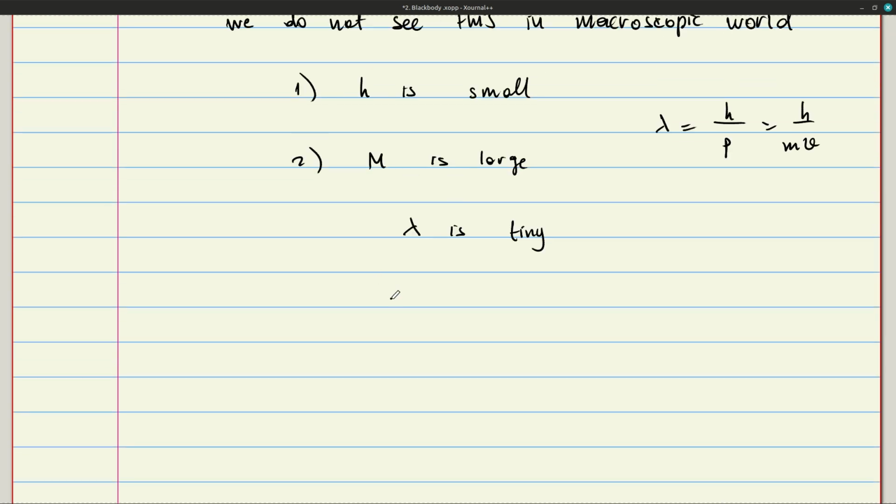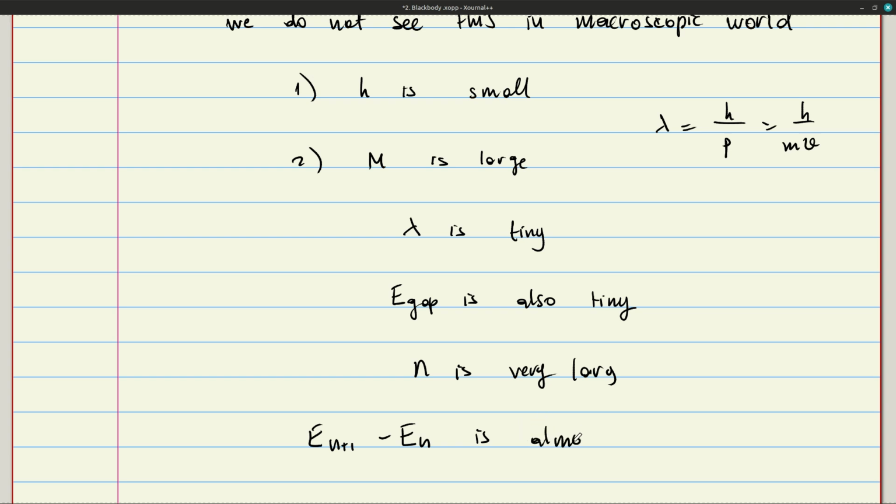So this is a gigantic number. So lambda is tiny for the real world, but also this energy gap, if you remember, which is of order h squared, is also tiny. Lambda is tiny, E gap is also tiny, and in the classical world, we are looking at very large numbers, n is very large. So for example, E_(n+1) minus E_n in this limit is almost 0. And that explains why we don't operate quantum mechanically in the real world.